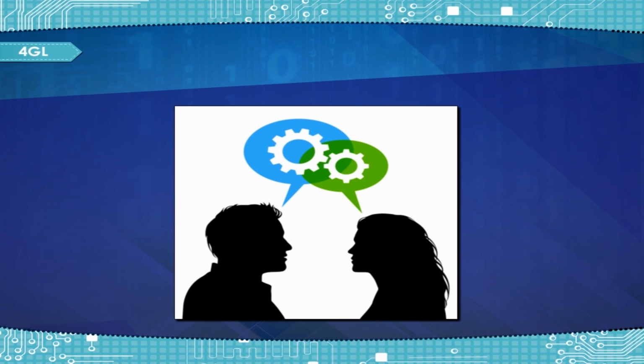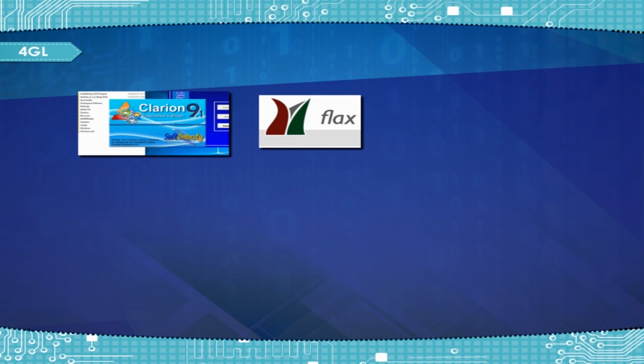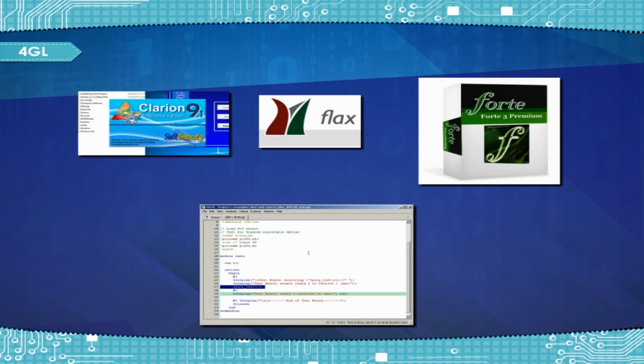4GLs are closer to human language than other high-level languages and are accessible to people without formal training as programmers. Clarion, Dataflex, Focus, PL/I generator are examples of 4GL.